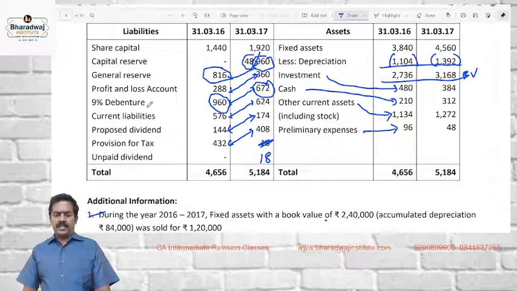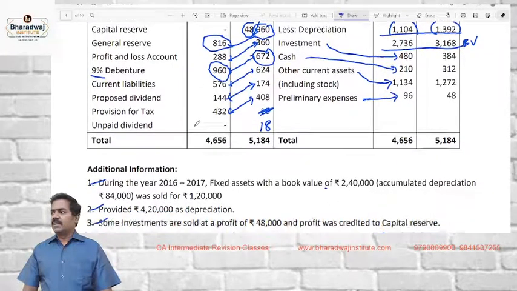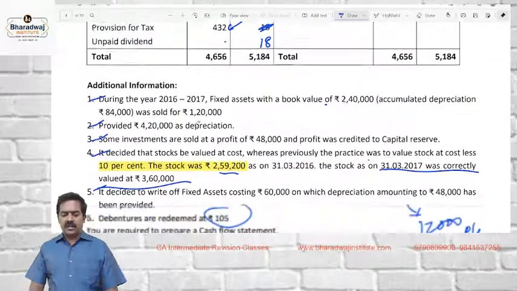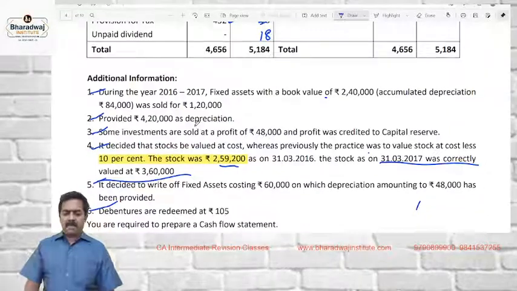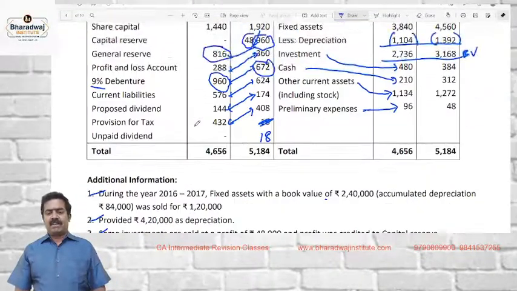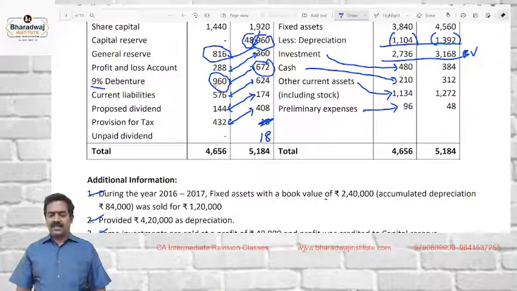P&L account already adjusted. Look at 9% debenture, circle here. Whether you have to pay any interest? Yes, we have to pay interest. Okay, when will you pay the interest? On which balance you will calculate interest? 960 is there, 622 is there.